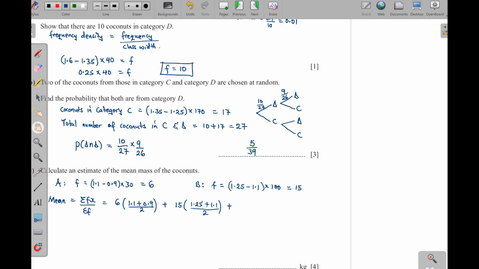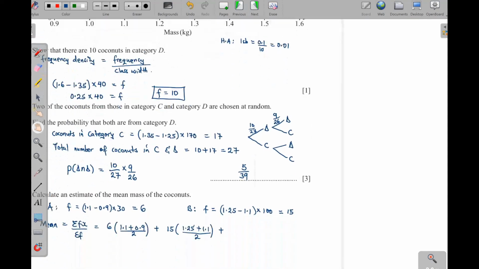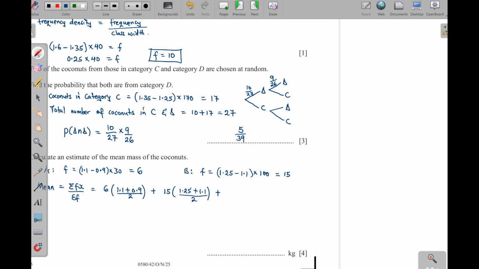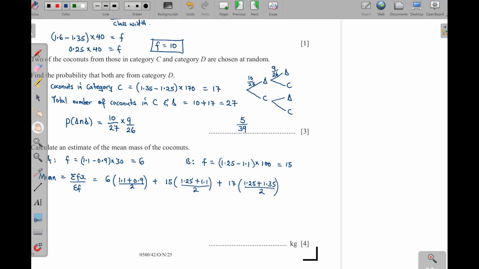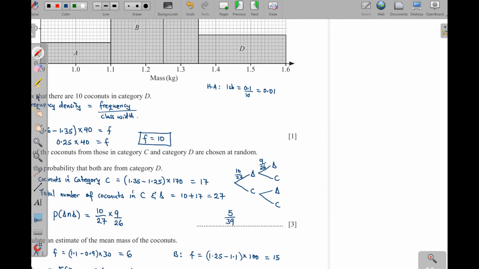Then next, we are having 1.35 and 1.25. So the frequency for C, it is what? 17. Okay, so we have 17, then into 1.25 added to 1.35, then divided by 2. Is it the one? Yes, and then lastly, we have the frequency for D is here, 10. So 10, then times, we have 1.35 added to, the last one is what? Is 1.6.